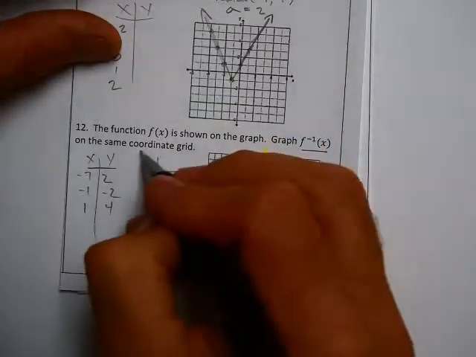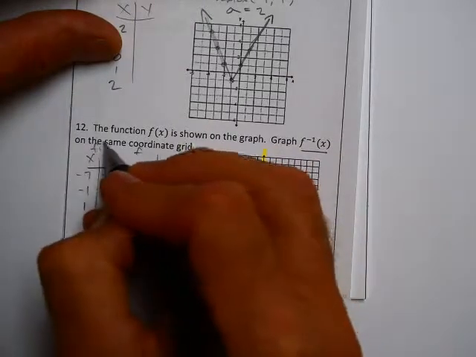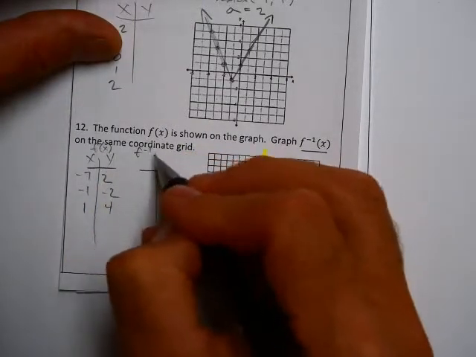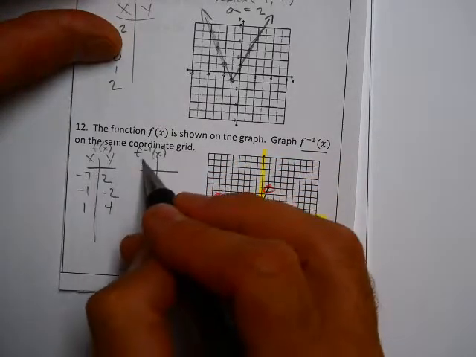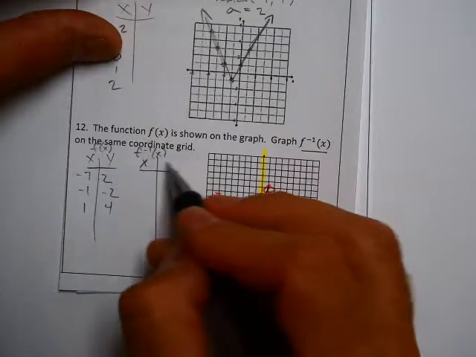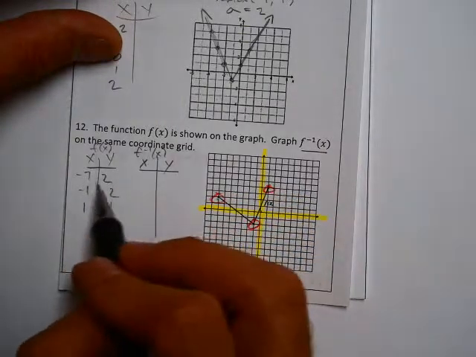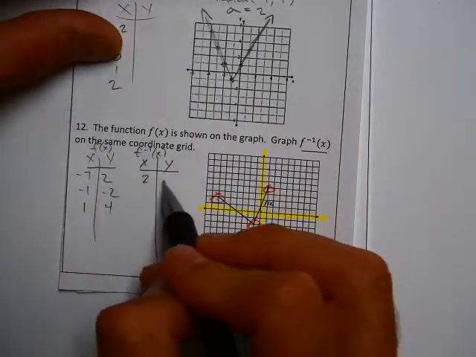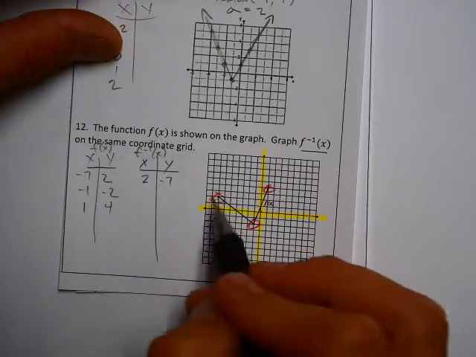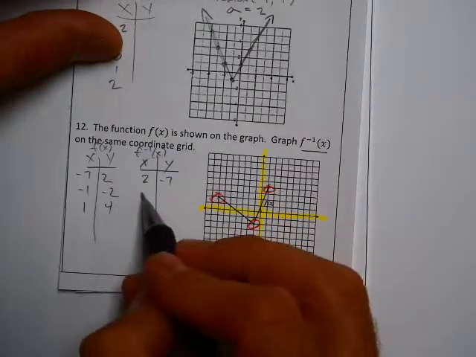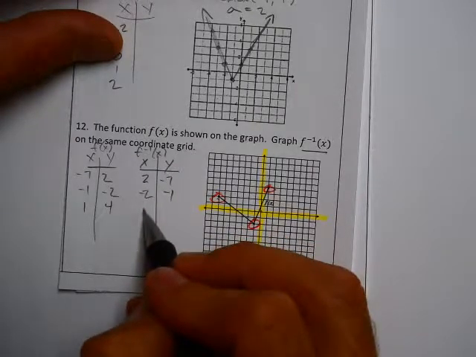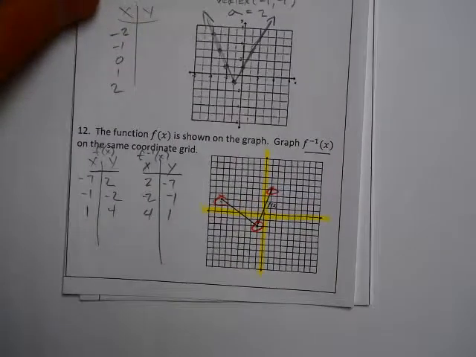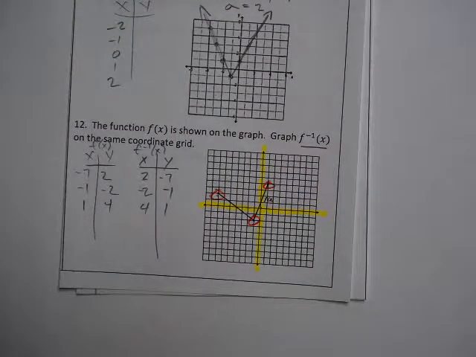Now, for the inverse, f, this is f of x. F negative 1 of x is simple. All we do is take our x and our y and we swap places. We don't change the names, but they change place. So the x becomes 2 and the y becomes negative 7 for this point. The x becomes negative 2 and the y becomes negative 1. And then the 4 and the 1 switch place. So for the inverse, the x's and the y's switch place. That's all an inverse is.